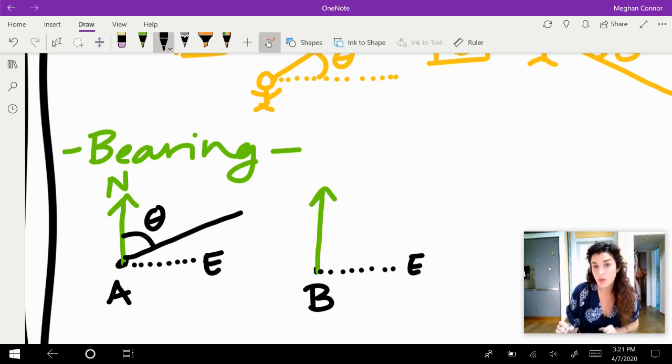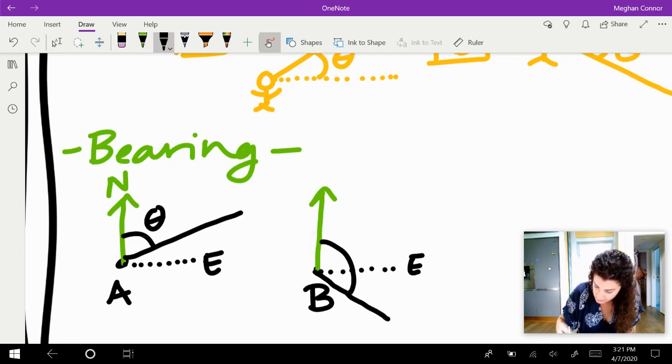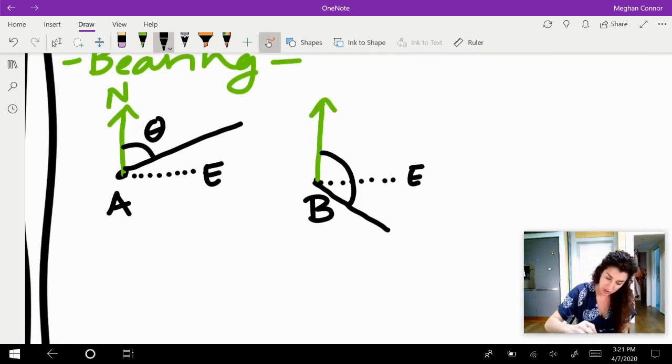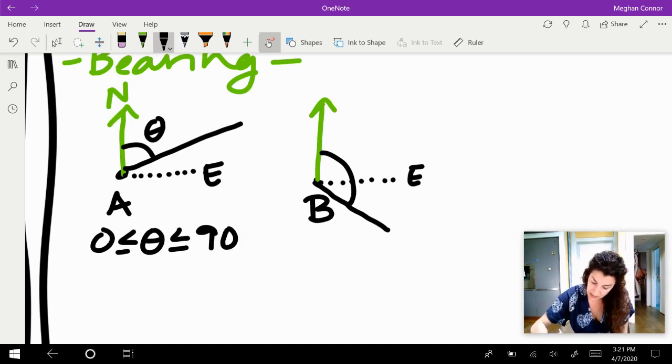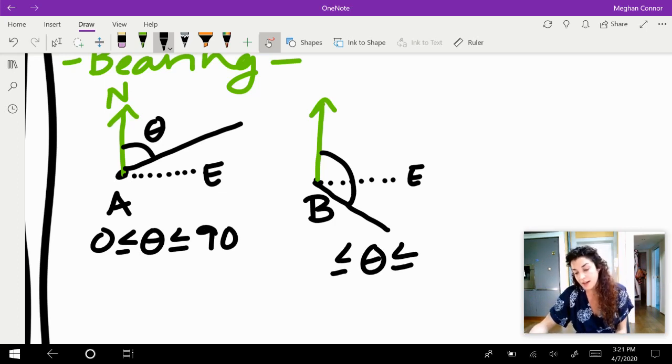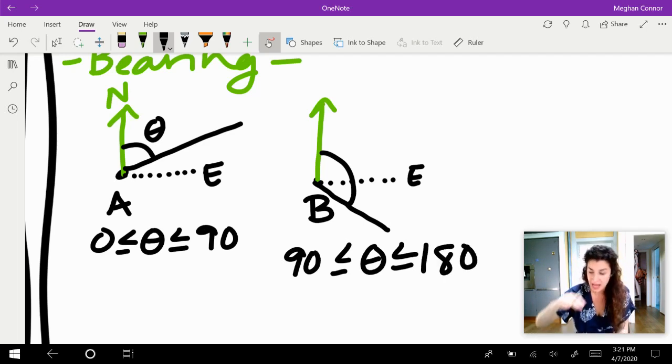If we had an angle that was greater than 90, it would come down to here. And that's between 90 and 180. So for this first example, theta lives between 0 and 90 degrees. Here, theta lives between 90 and 180 degrees, if they're in that quadrant.